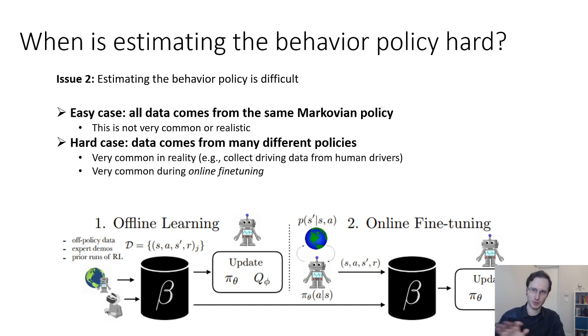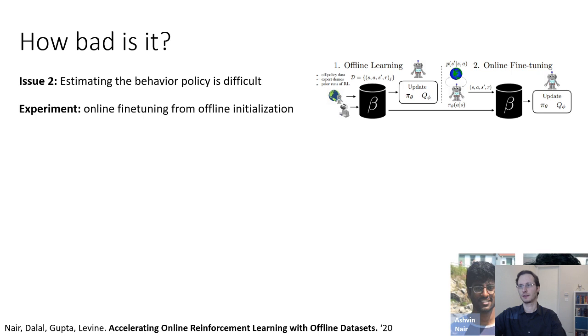So I'm going to talk about a method that we've developed that specifically targets that setting, where first you have offline training on a large previously collected data set, and then you have some online fine-tuning. And during online fine-tuning, you're adding more data from many different policies. So this is work by two of my students, Ashwin Nair and Abhishek Gupta, together with an undergraduate student named Murtaza Dalal.